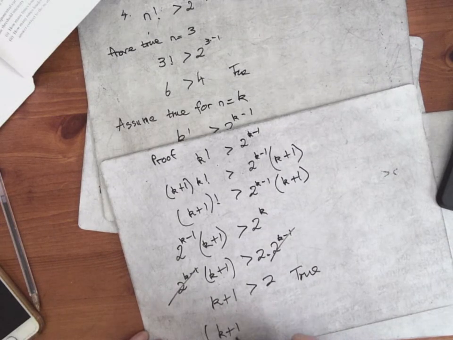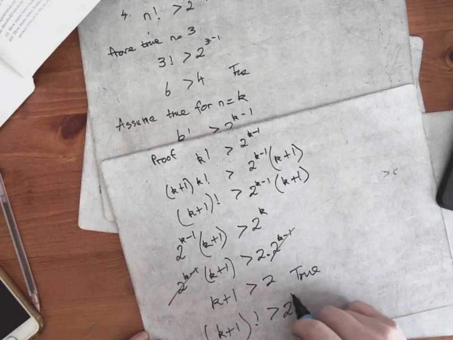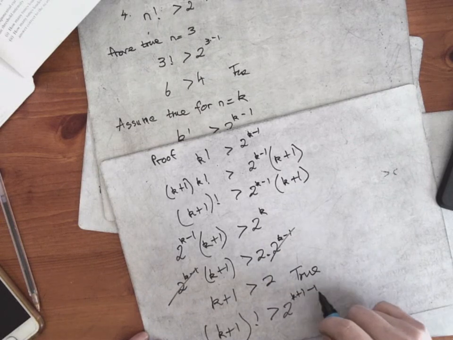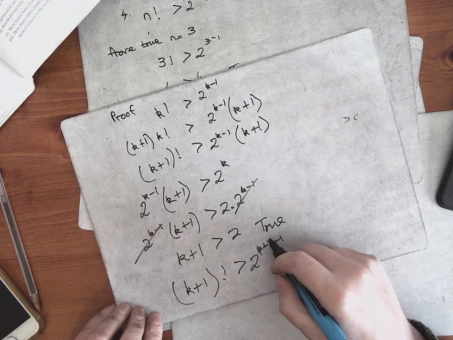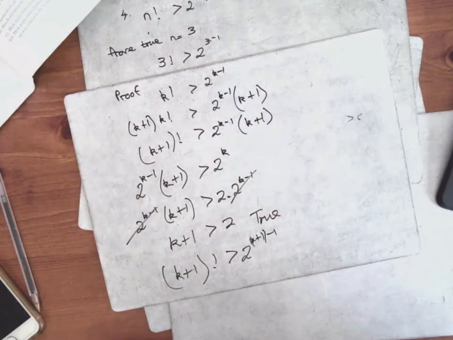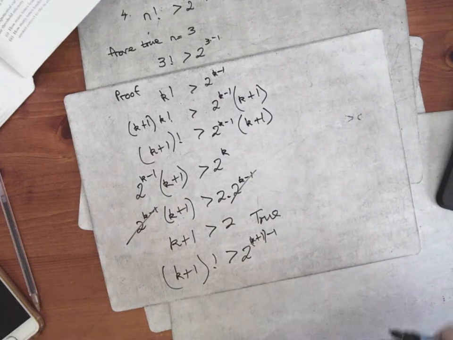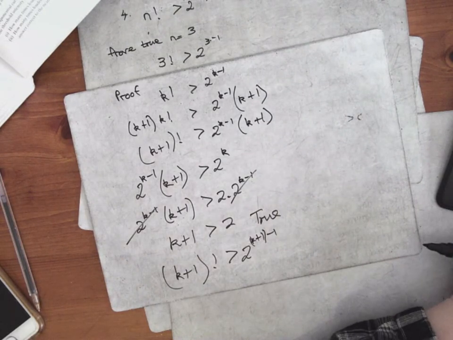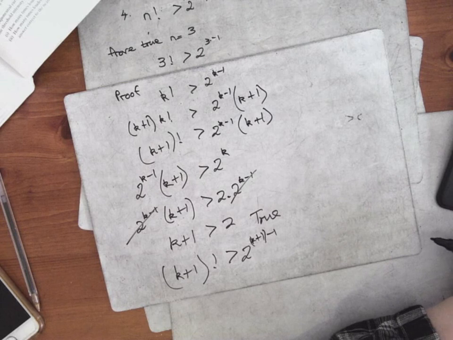So if that is true, I can say the whole lot is true. So k plus 1 factorial is greater than 2 to the power of k plus 1 minus 1. Right? Okay? So then you write your 4 sentences. True for n equals 3, true for n equals k, true for n equals k plus 1, therefore true for all n element of N where n is greater than or equal to 3.